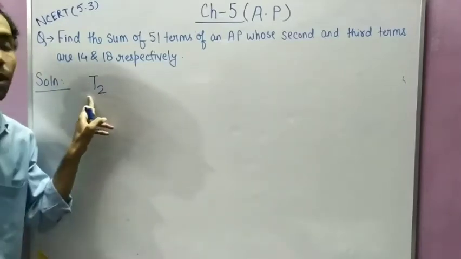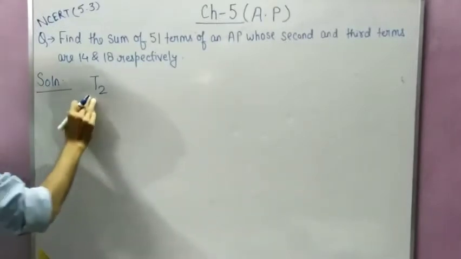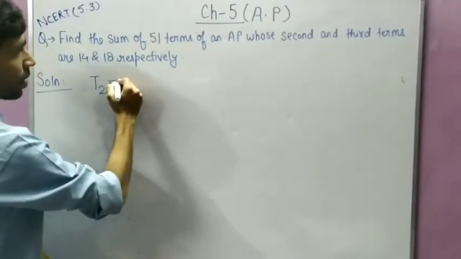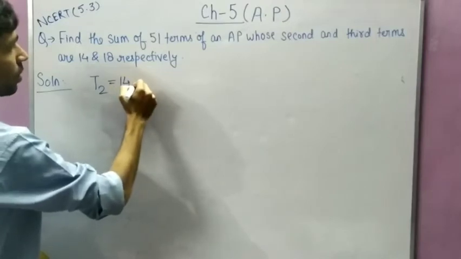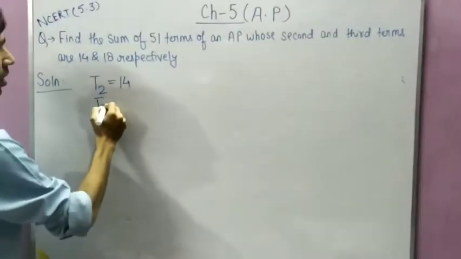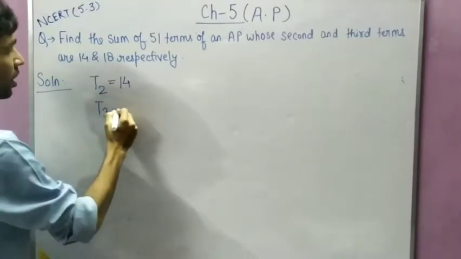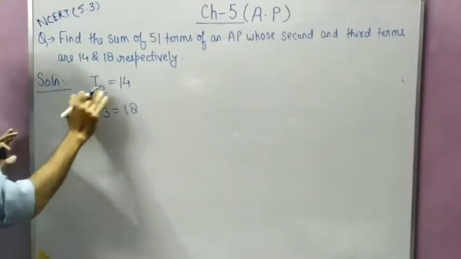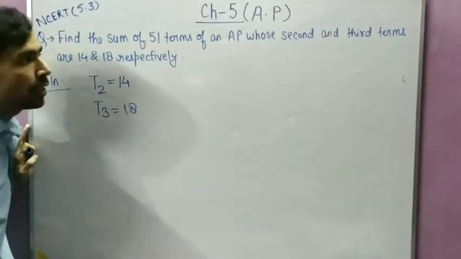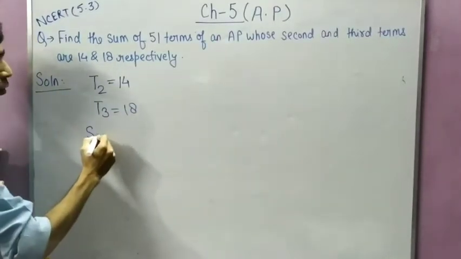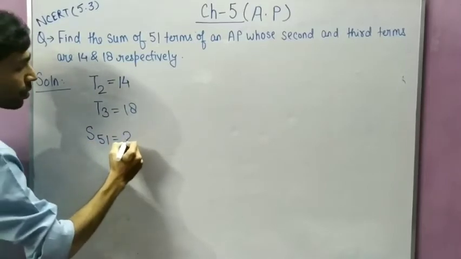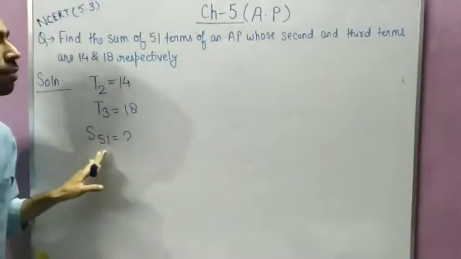T2 means second term. Either you will write T2 or A2, both are the same. So T2 is given as 14 and T3, that is the third term, is given as 18. T2 is given 14, T3 is given 18. So what do we have to find? We have to find the sum of 51 terms. Okay, so this is the given information. Now we will solve it.